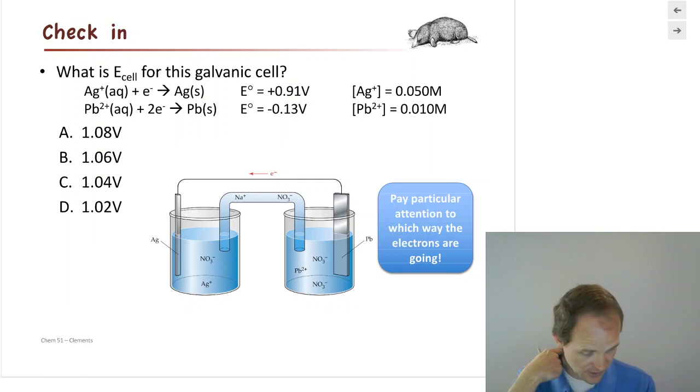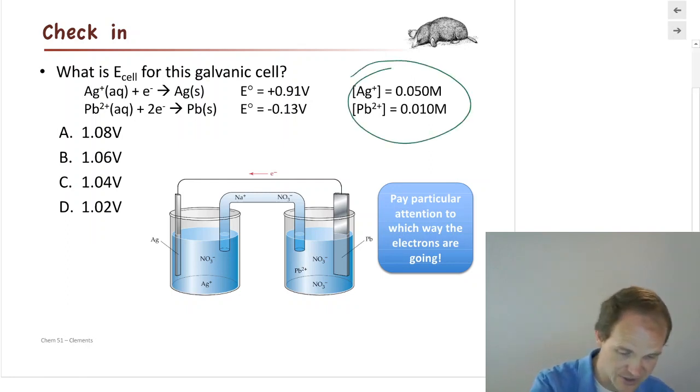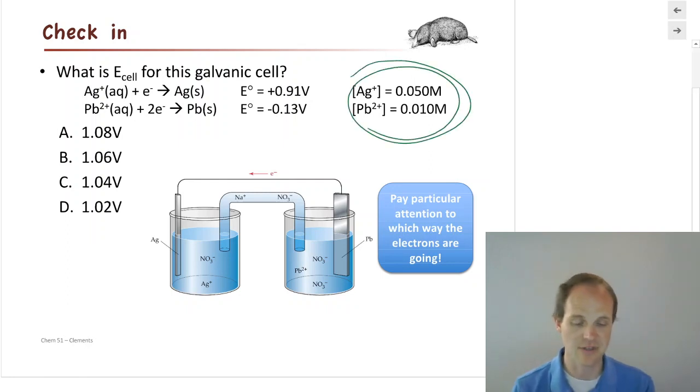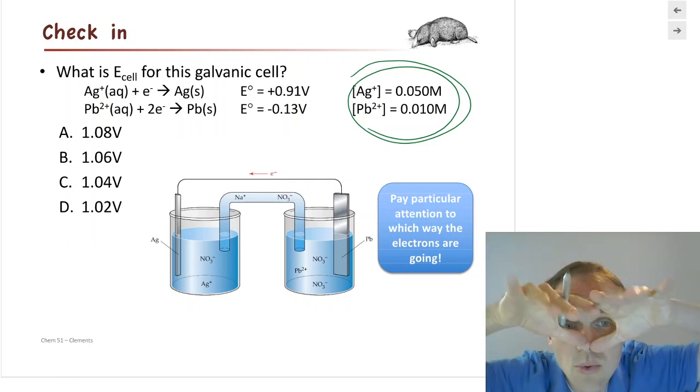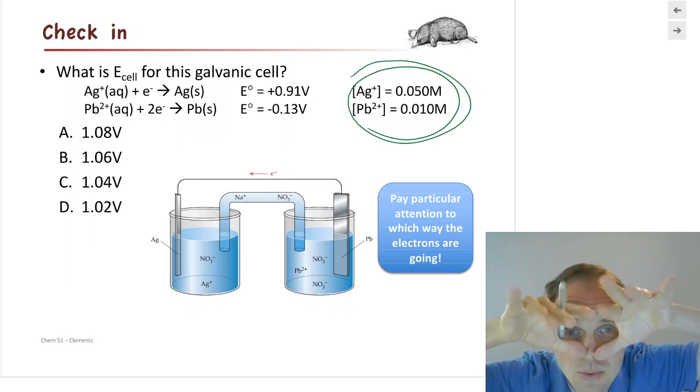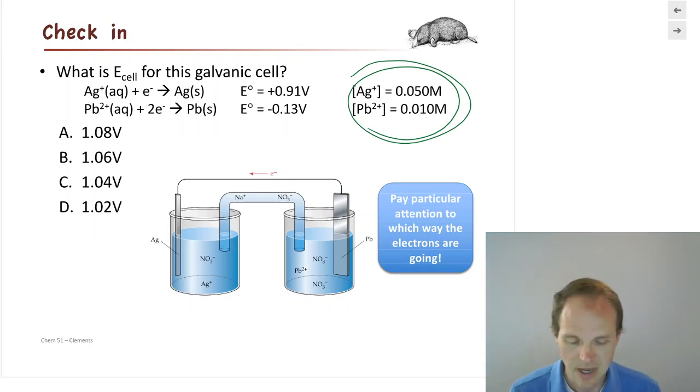So there's this galvanic cell. We did this one before, but now I've changed the circumstances to say that my silver concentration is 0.05. My lead concentration is now 0.01, and I want to know what is the new cell potential under these circumstances. All right, and go. What did we come up with?